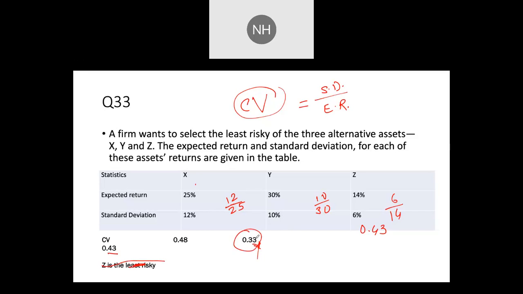Okay. Correct it in the review question also. There is a mistake. Z is not the answer, Y is the least risky and so acceptable. Okay, so how did we calculate? We divided only the standard deviation by expected return, got these values and selected the lowest value.